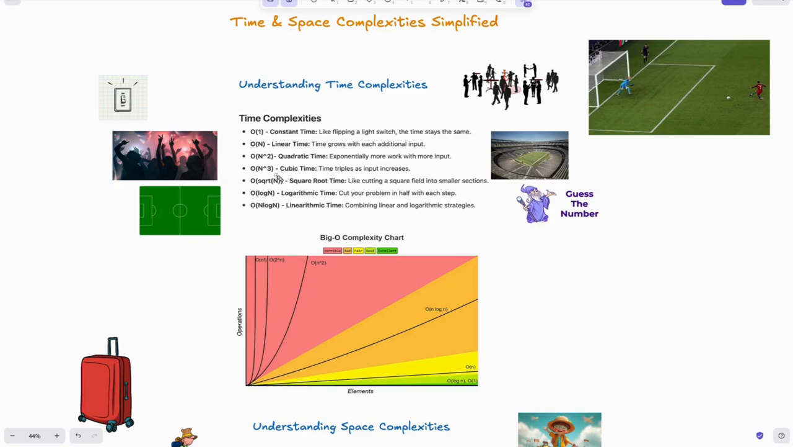Next up is cubic time. So here, think about building a giant football stadium. If the number of seats, rows and columns all increase, the complexity of the arrangements grows even faster, right?